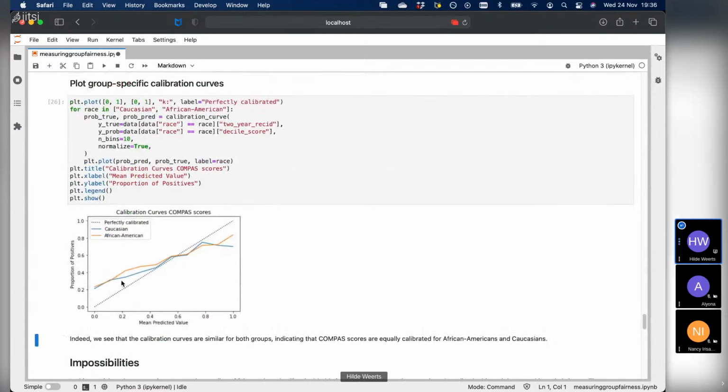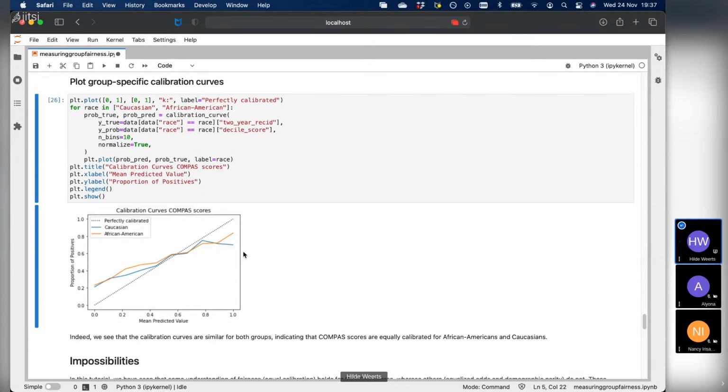So if you have perfect calibration, you would have something that goes on the dotted line that's plotted here. So you can see that it's actually not very well calibrated, but the calibration does seem very similar for the two different groups. So that does seem to support Northpointe's claim that the scores have equal calibration.